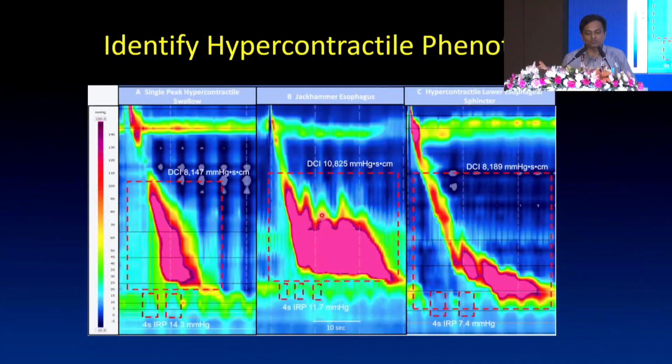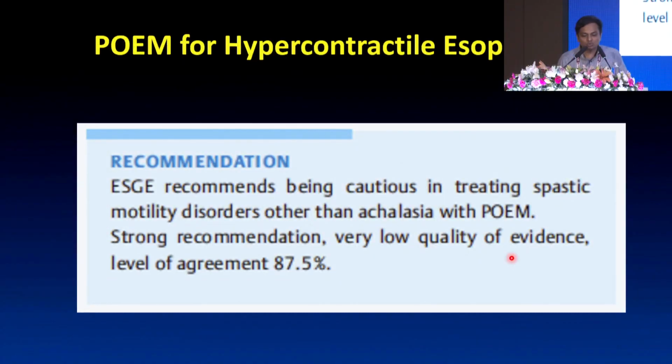Hypercontractile patterns, remember that you can have a unique hypercontractile pattern where the hypercontraction is just there at the lower esophageal sphincter. So you can have patients presenting with chest pain, dysphagia, and the hypercontractile segment is just over there. We are all searching for a typical jackhammer esophagus, which might not always be there. You can have a hypercontractile segment localizing just at the lower esophageal sphincter.